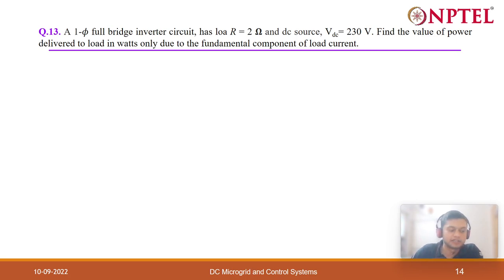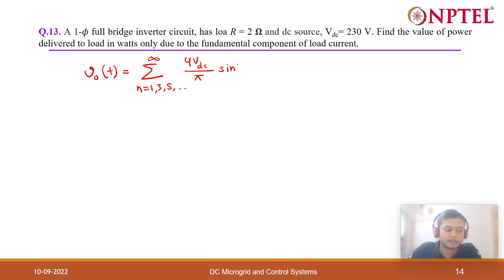So as we have already seen, this Fourier analysis of single phase inverter output voltage, V0(t), contains only odd harmonics 1, 3, 5 up to infinity: 4 VDC divided by pi, sine n omega t. So this is the Fourier expansion of the inverter output voltage.